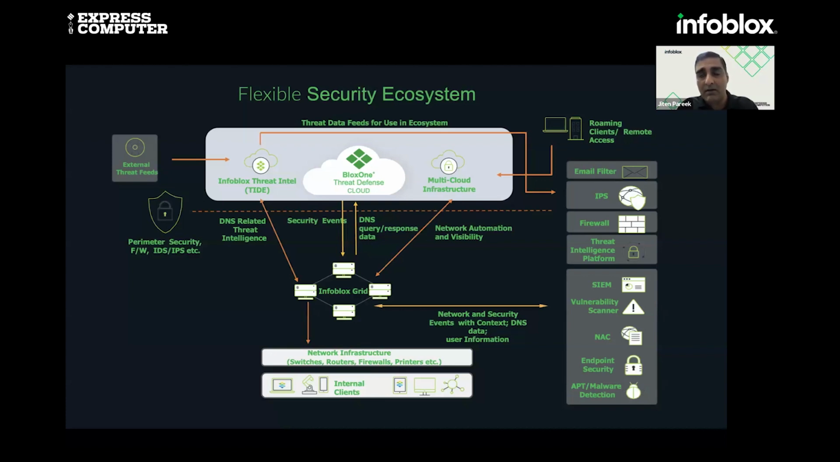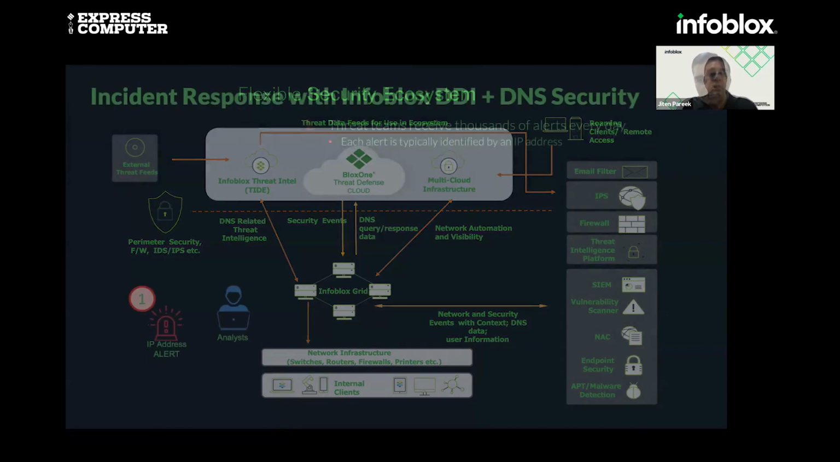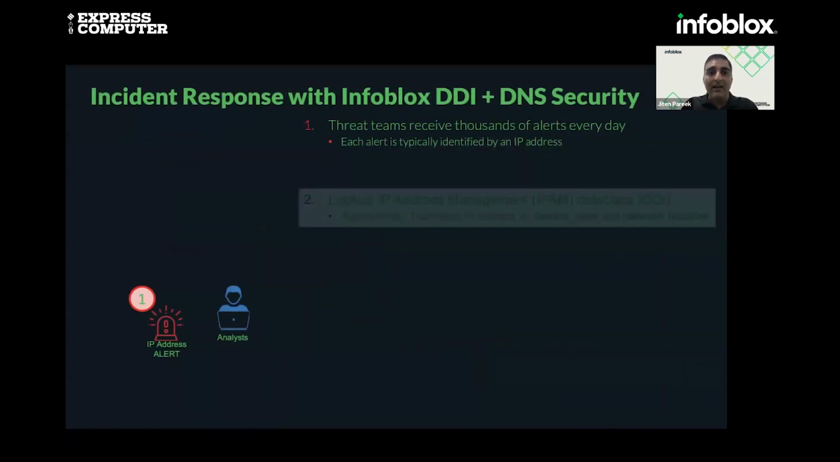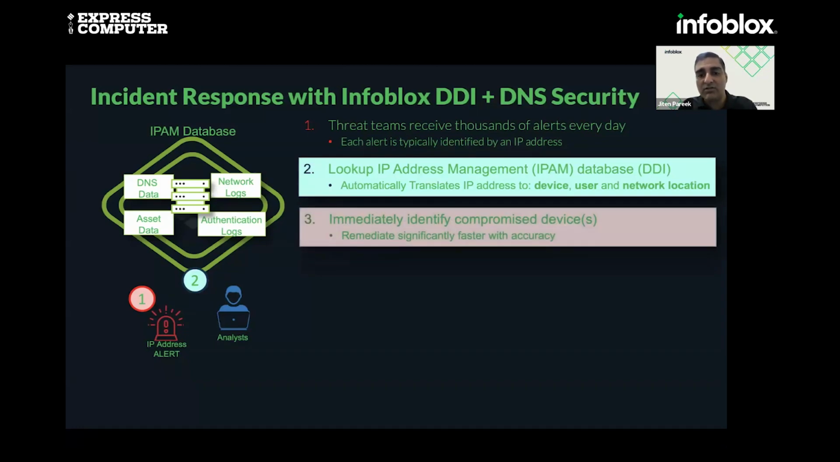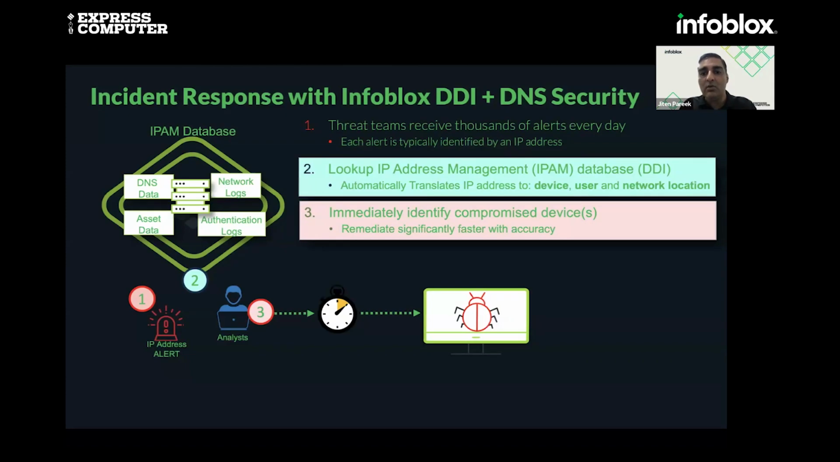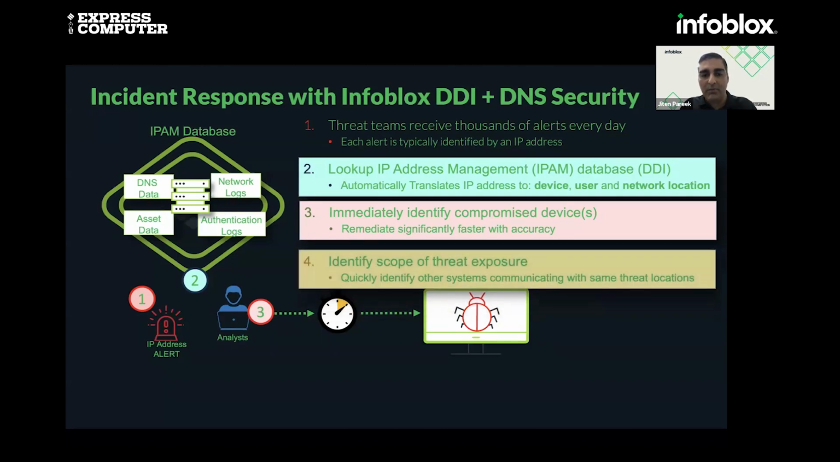Continuous security monitoring can happen only when your systems and infrastructure solutions share accessibility data with your security solutions. This helps in incident response because now you will have complete visibility: IP addresses, device, user, network locations. You can immediately know which device has been compromised so that you can remediate significantly faster with accurate data and data points.